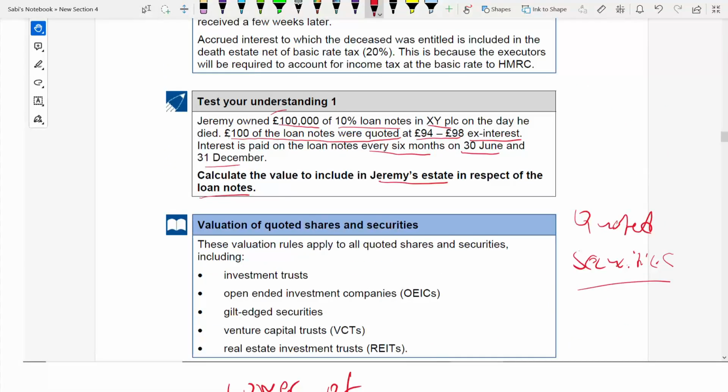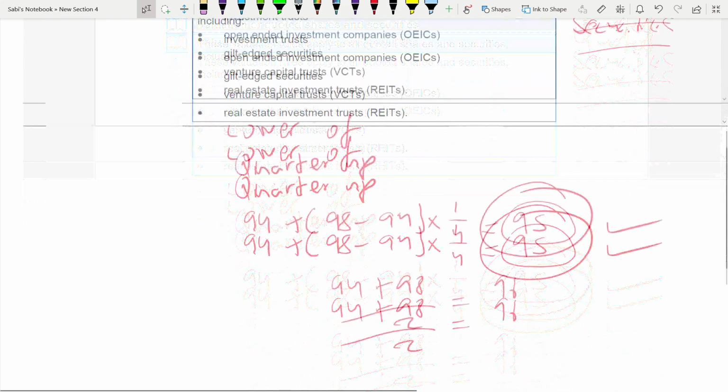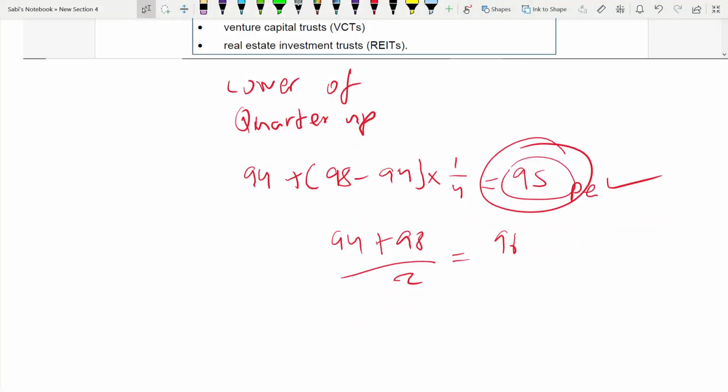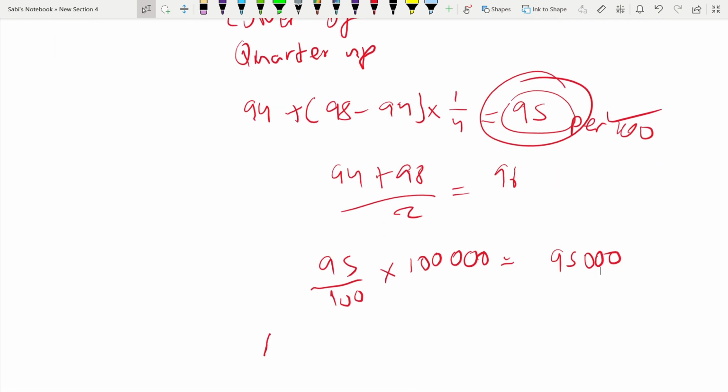100,000 of the loan notes. 95 per 100. So it's 95 divided by 100 into 100,000, which is 95,000. With this, it's ex interest. You have to add. With ex interest, you should always add the next interest payment. And if it's come, you don't have to add.